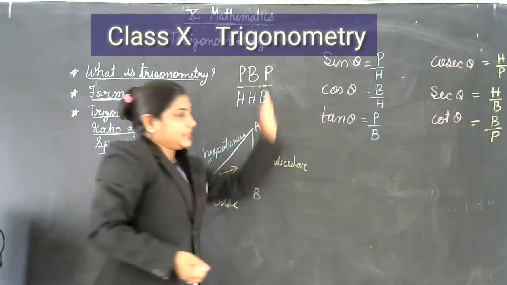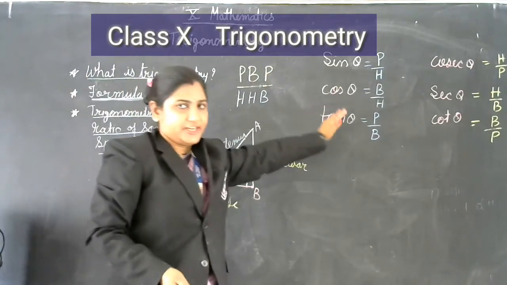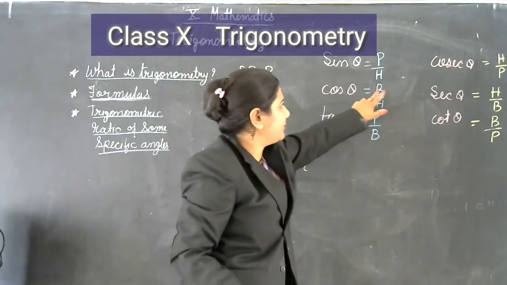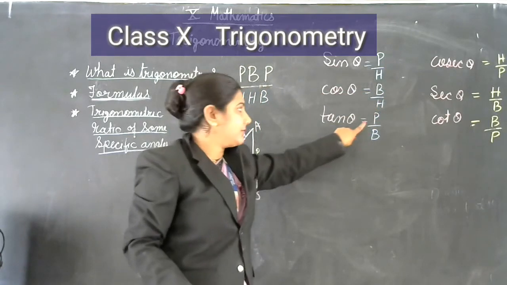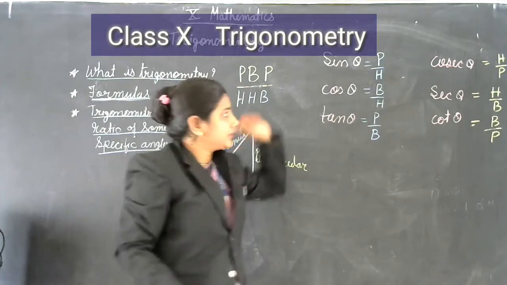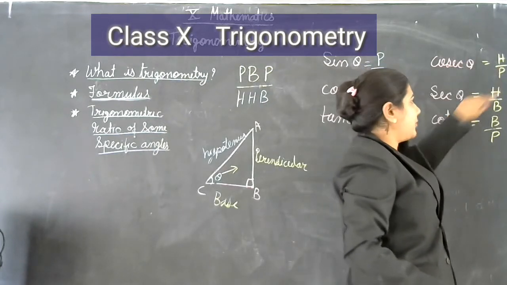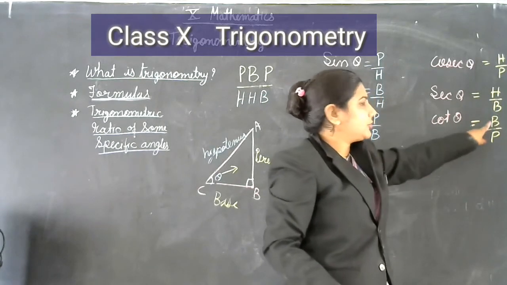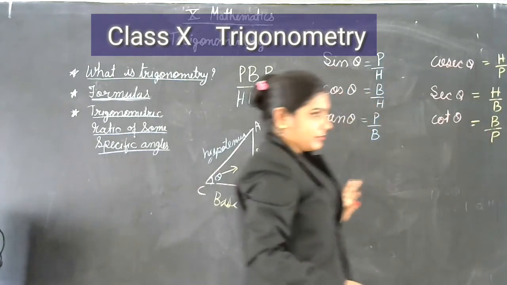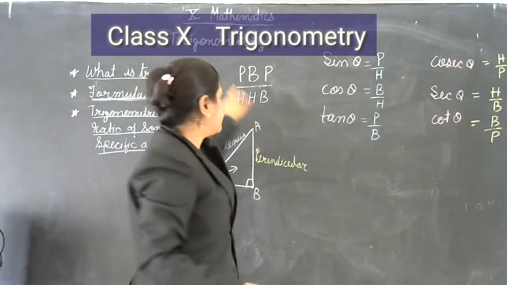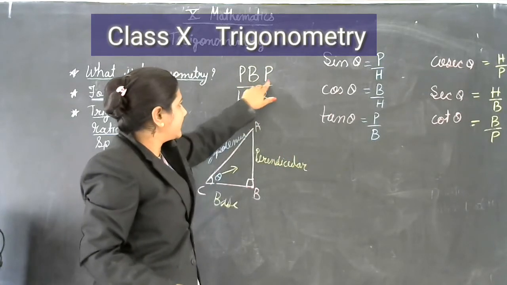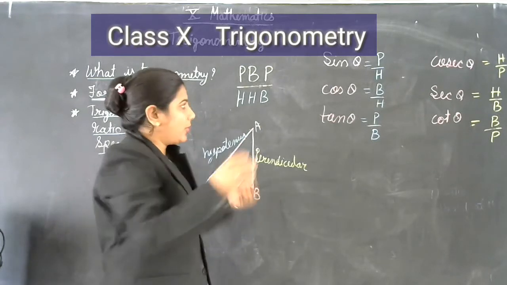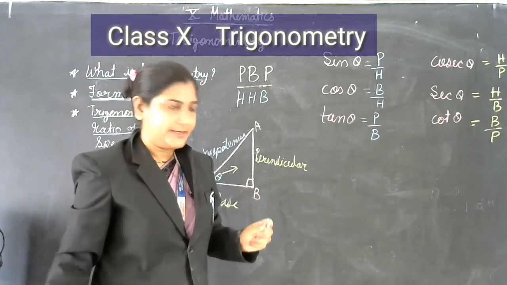So these are the main functions of trigonometry. Sin theta equals perpendicular upon hypotenuse, cos theta equals base upon hypotenuse, tan theta equals perpendicular upon base, cosec theta equals hypotenuse upon perpendicular, sec theta equals hypotenuse upon base, and cot theta equals base upon perpendicular. You can easily learn this by Pandit, Badri, Prasad, Har, Bole. So it is easy to keep all these ratios in your mind.